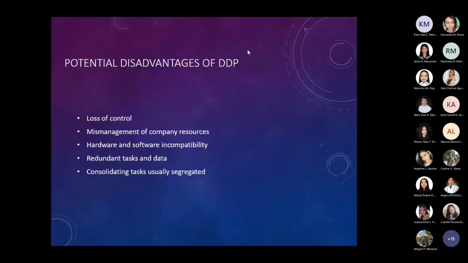Consolidating tasks usually segregated. Eh kasi nga, hindi consolidated yung gawa or hindi centralized yung gawa. Kaya meron pang isang another process to consolidate the reports, to consolidate the information. So, segregated task ang nangyayari. And difficulty attracting qualified personnel. Kasi napakahirap pong mag-hire ng IT, lalo na ngayon. Very in demand sila. And all companies are requiring IT personnel.